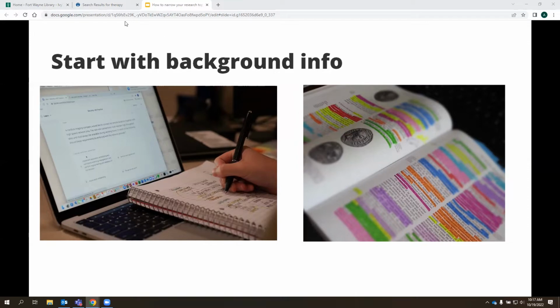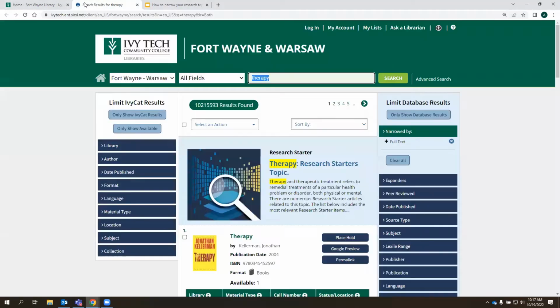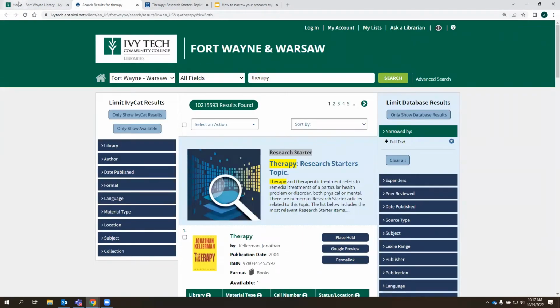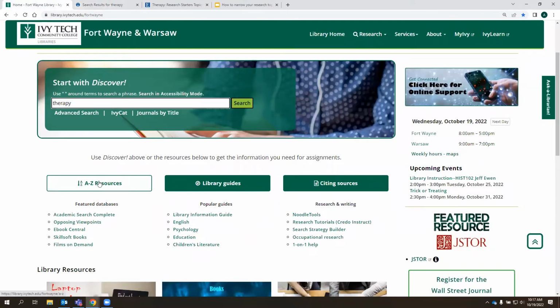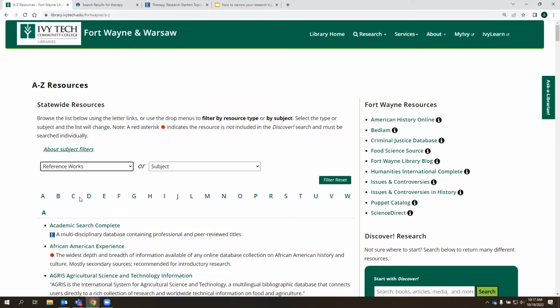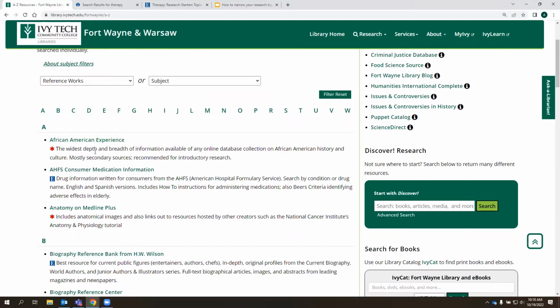You can also look for background information in Discover. We'll go back to that same search, and under Research Starter, we'll give you an overview of the topic. Also on the library website, under A to Z Resources, and within Type of reference works are encyclopedias and reference sources that are great overviews of various topics. Browse these sources and learn a bit more about your topic.